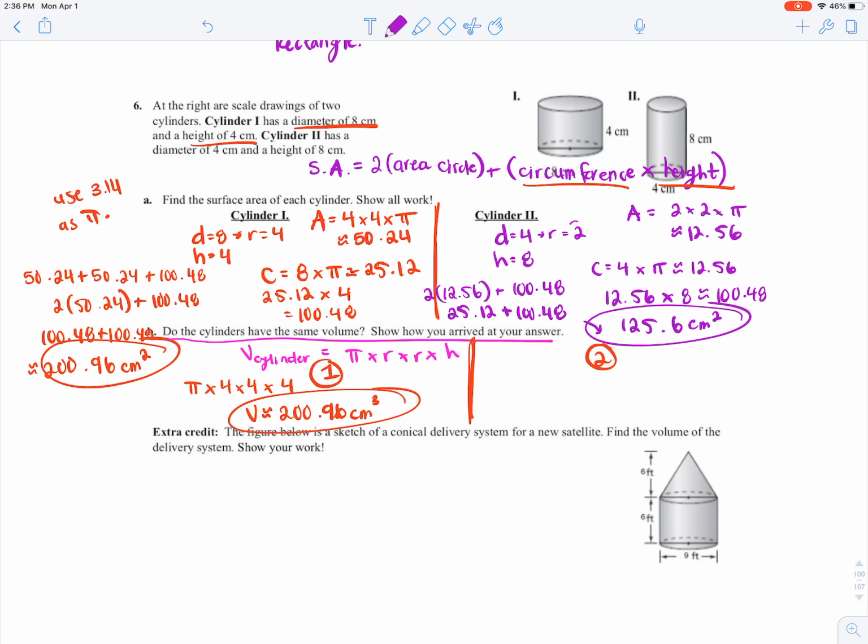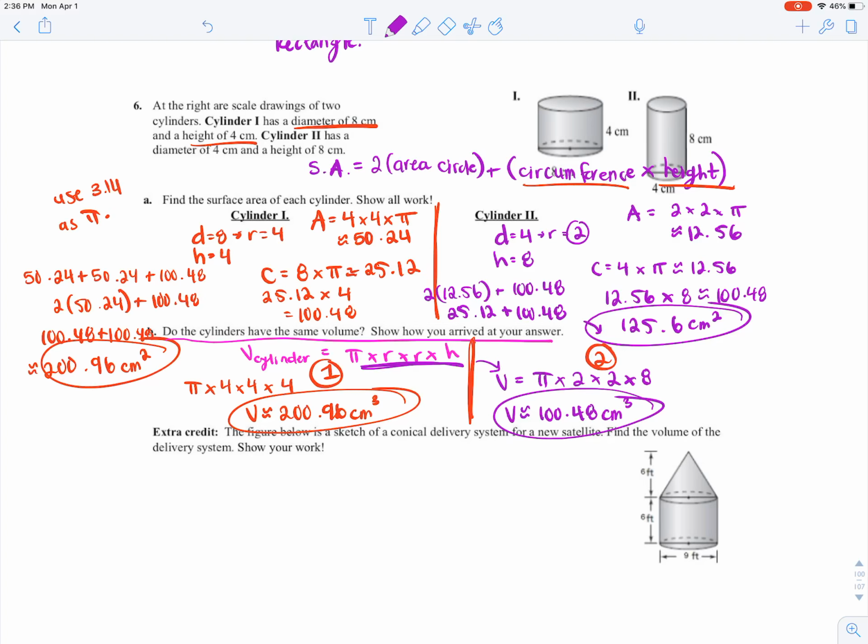My radius, I'm sorry, is 2. So my volume is equal to pi times 2 times 2 times 8, which is my height. Okay, so I'm still using the same formula here, just over on the right side now. So let's go ahead and type this in. Well, 2 times 2 is 4, 4 times 8 is 32. So now I have 32 times 3.14, and the volume of cylinder 2 is approximately 100.48 cubic centimeters.